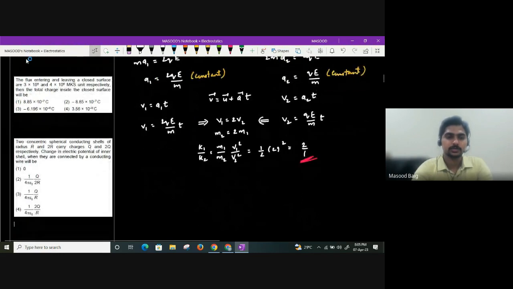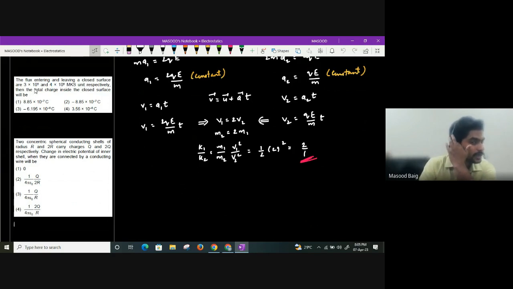Next question, let us see, guys. The flux entering and leaving a closed surface are 3 into 10 power 5 and 4 into 10 power 5 in MKS units respectively. The total charge enclosed inside the closed surface will be how much, they are asking. What will it be, guys? Total charge enclosed, however the surface may be.